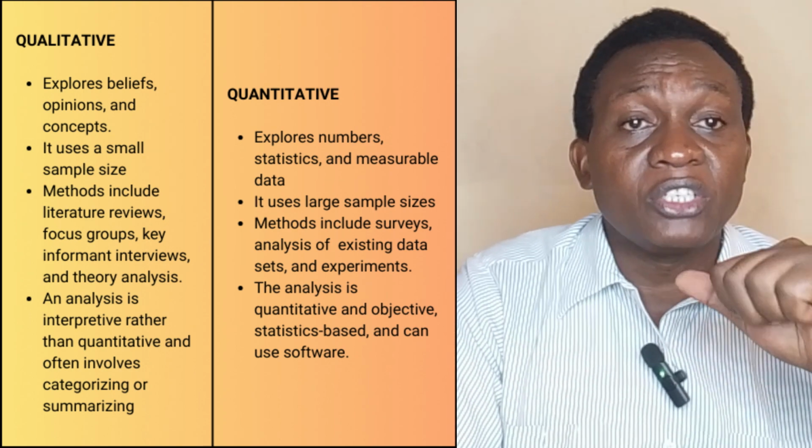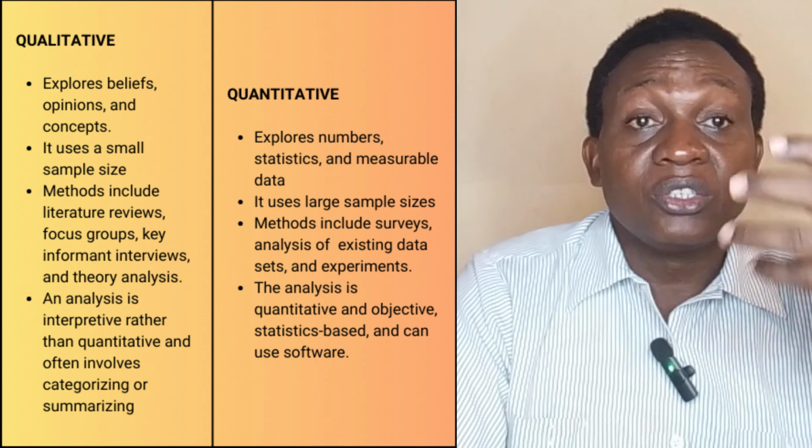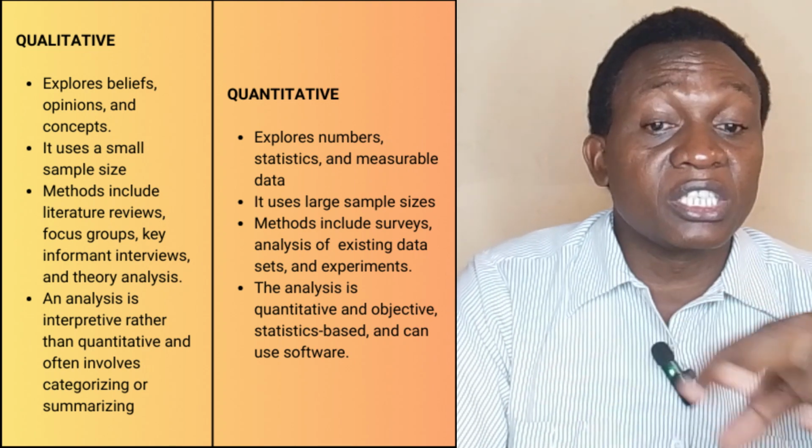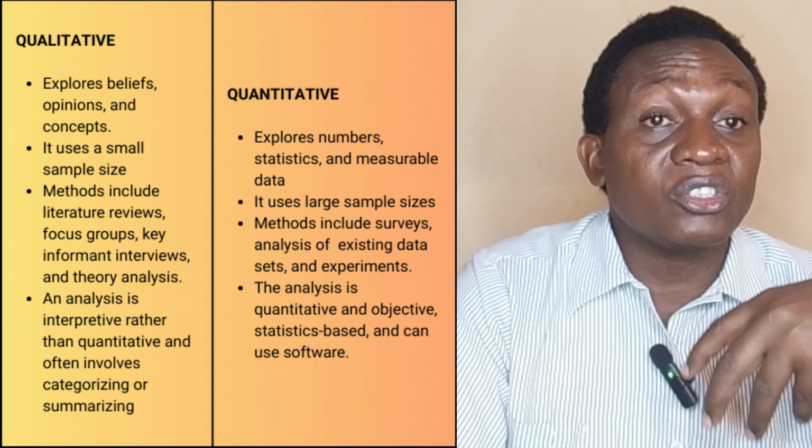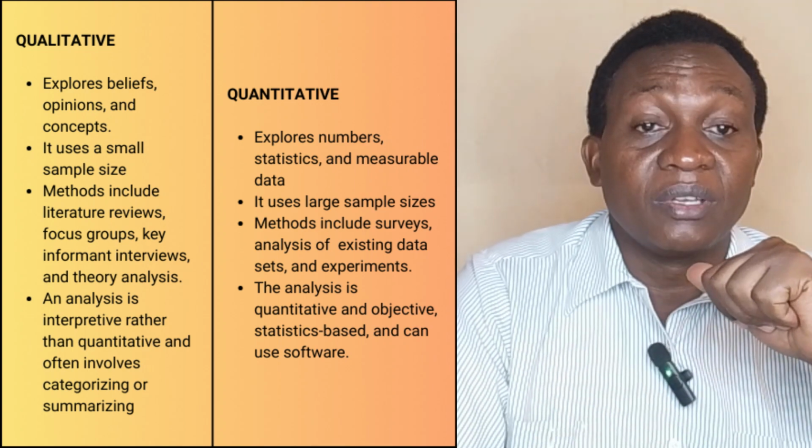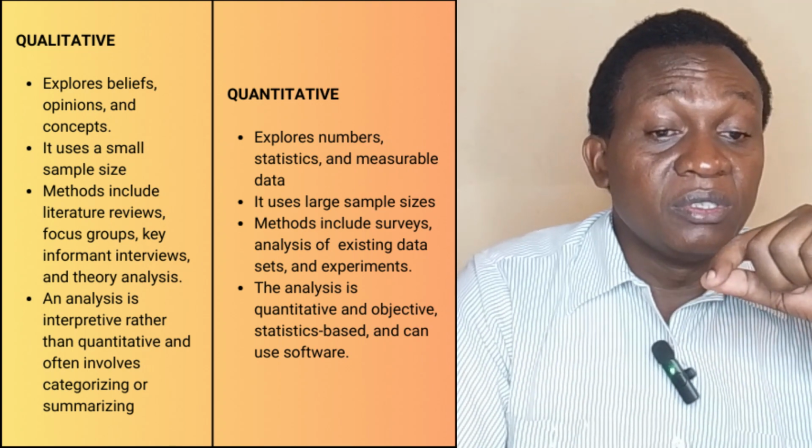The methods that you can use in qualitative are literature review, focus groups, key informant interviews, and theory analysis. But when it comes to quantitative, you can do survey analysis by analyzing existing data sets, and experiments. You can do a desktop study by analyzing what other people have done and be able to get the gaps where they are.